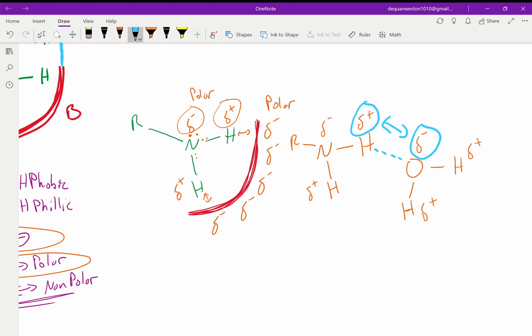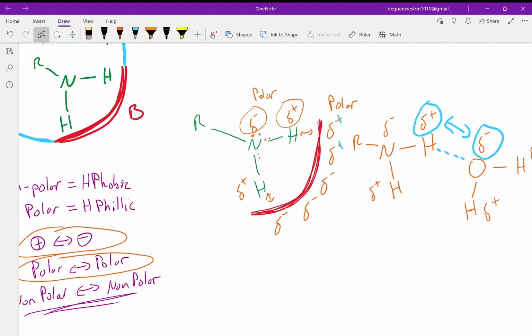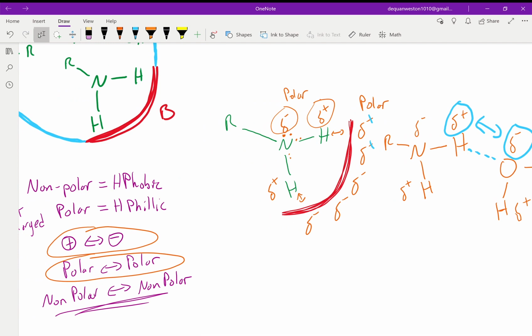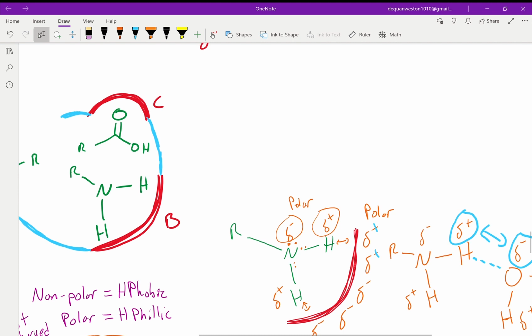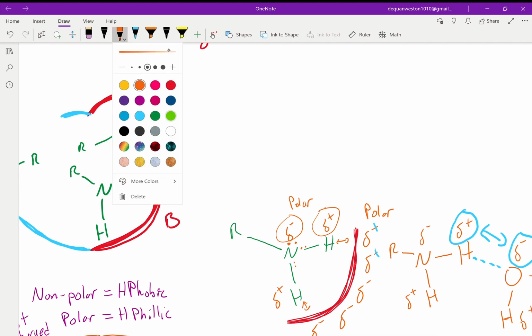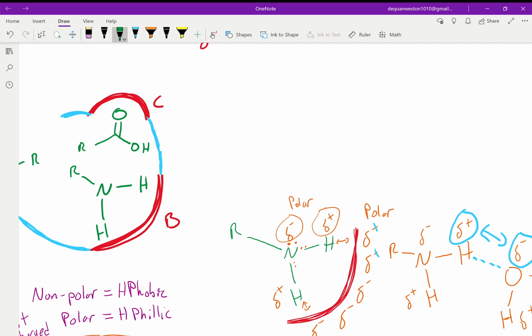And I know some people were confused thinking that these should actually be partial positives over here. But if that was the case, you would actually see repulsion from the active site in the hydrogen. Because remember, like charges are going to deflect each other, they're going to push each other away basically. Okay, so now let's go up to here, and we're going to do active site C.